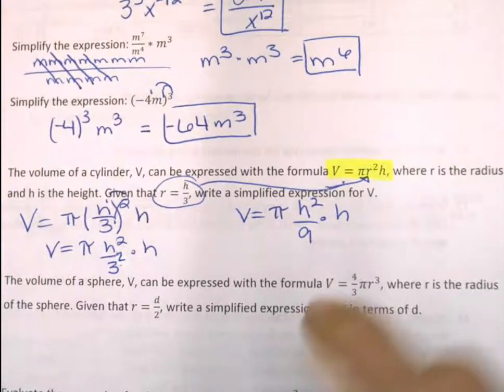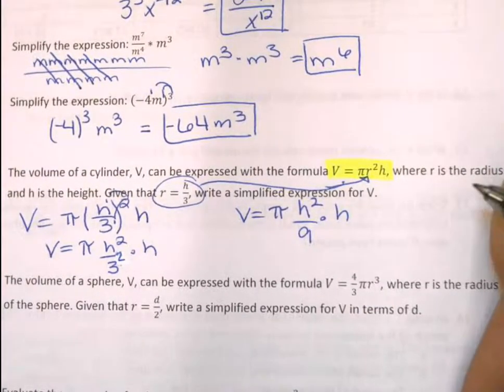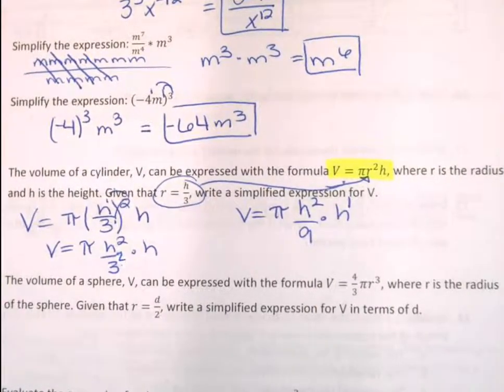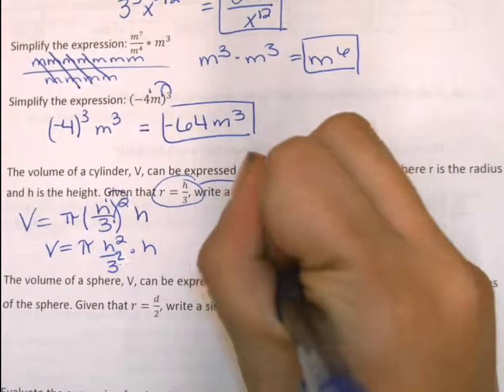Because I have 2 of the same variable, I want to simplify it even more by only writing the variable once with 1 exponent. Right now this h has a secret exponent of 1, so I add the 2 and 1 together to get 3.